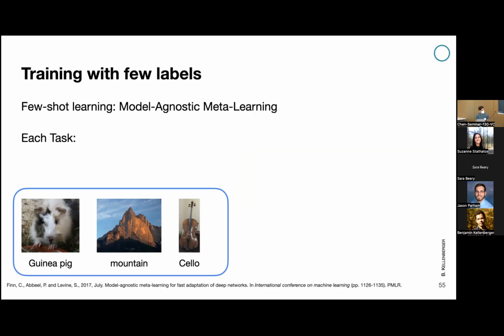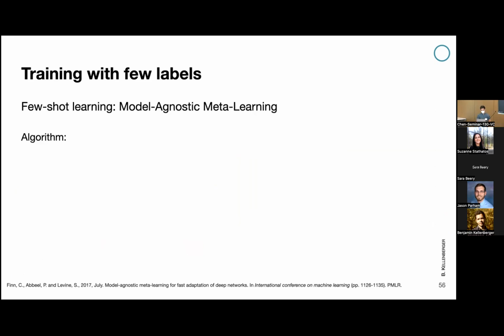And so for each task, we sample n classes, here for example 3, and for each of these classes, we sample k examples. This is also called a k-shot n-way task. And we do this over and over again in training. Each time we sample n random classes with k examples for each. And then in simple terms, this is how it works.